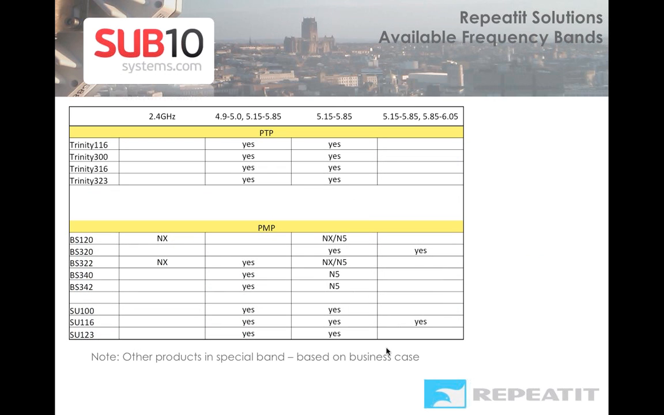And an overview, pardon, an overview of our products. I mentioned that we have mainly everything in 5.1 to 5.9 or 5.15 to 5.85. But you can also see that we are supporting 2.4, which is the NX card, and we are also supporting 4.9, which is the public safety band, and we are supporting also this 5.9 or 6 gigahertz. And now we are working on this 6.4 gigahertz extension.